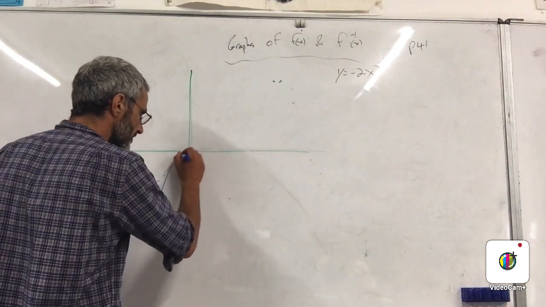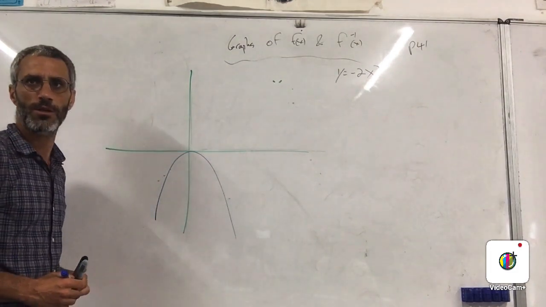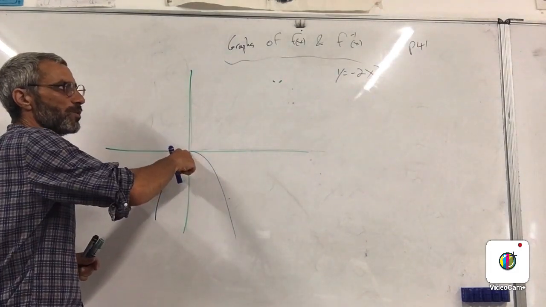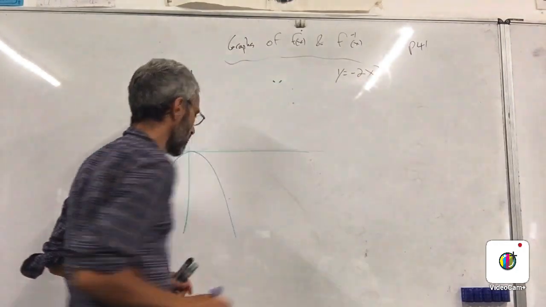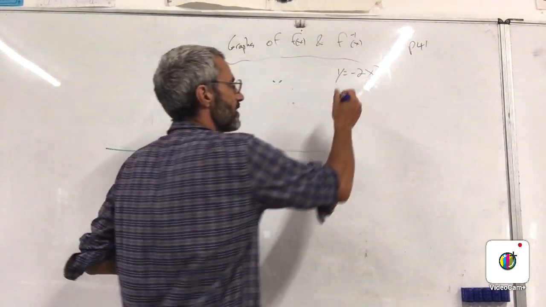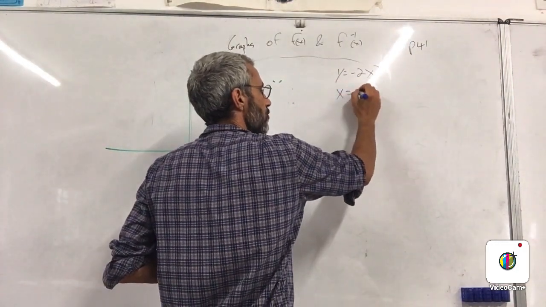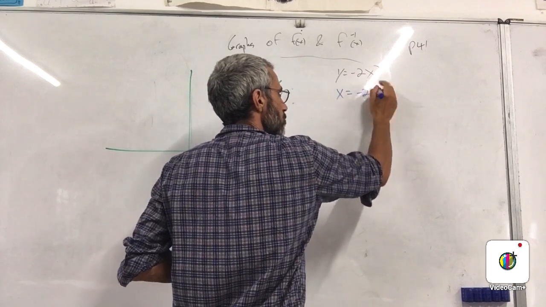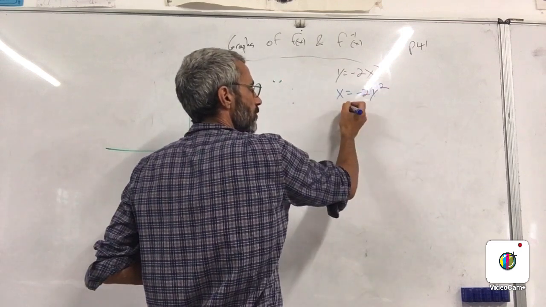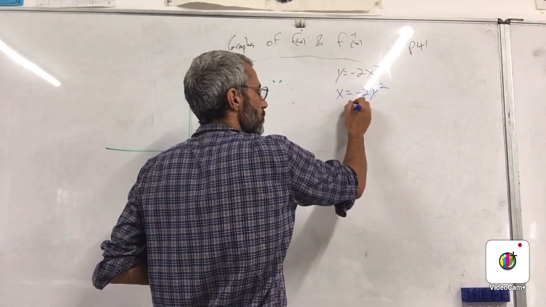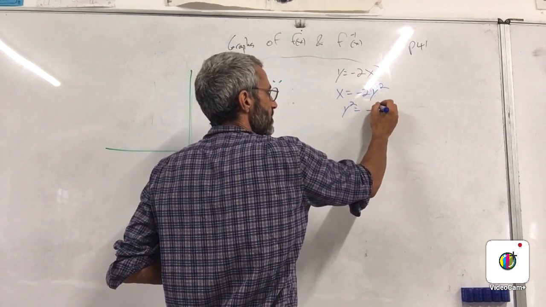It's upside down, a sad face. It's a negative one, still going through the (0, 0) because there's no plus sign. Okay? Right, let's find out the y-intercept. First of all, we swap. x equals minus 2y squared. Solve for y: y squared equals minus x over 2.